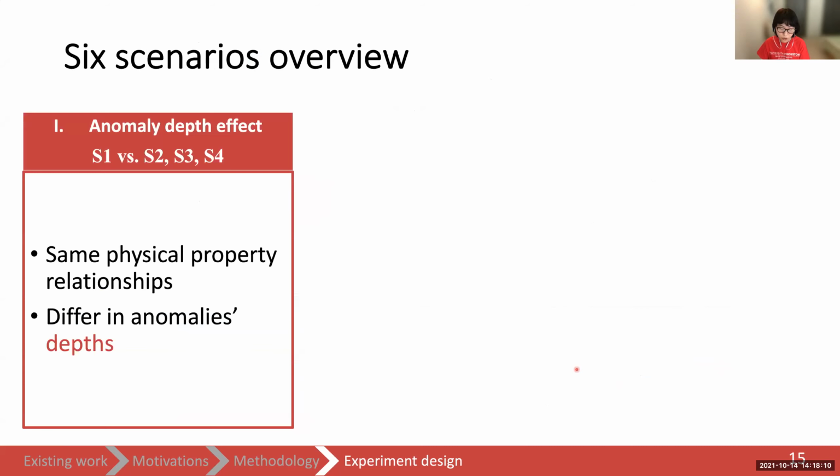So besides scenario one that we have just introduced, there are a total of 6 scenarios, and they can be characterized into 3 different groups. In the first group, the first 4 scenarios contain anomalies with the same physical property values, so the scatter plot for each of the 4 scenarios is exactly the same. The only changing condition is the depth of the buried bodies.